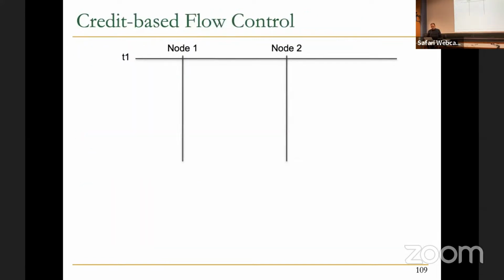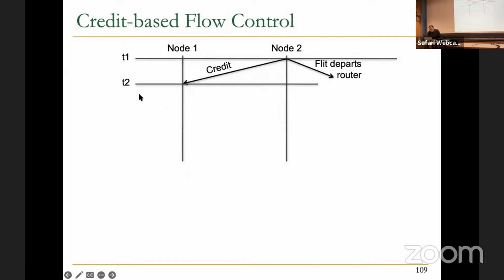Okay, so here is an example. We have 2 nodes here, and this is the timeline. In node 2, there are some flits that depart from that router, and then node 2 communicates. After some time, node 2 realizes, okay, now I have more buffers. Then node 2 will communicate that new credit to node 1. This also takes some time, which is called the credit delay.